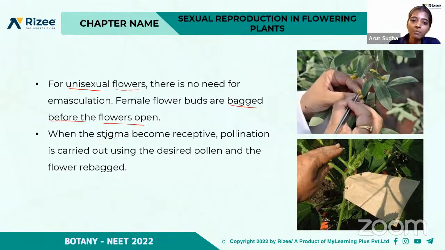And then when the stigma becomes receptive, when it is able to accept the pollen, the pollination is carried out using the desired pollen and the flower is rebagged. So you are making a particular pollen land on a particular stigma so that we can get the desirable characteristics. That is called artificial hybridization, and this is for the crop improvement program. Okay, clear?